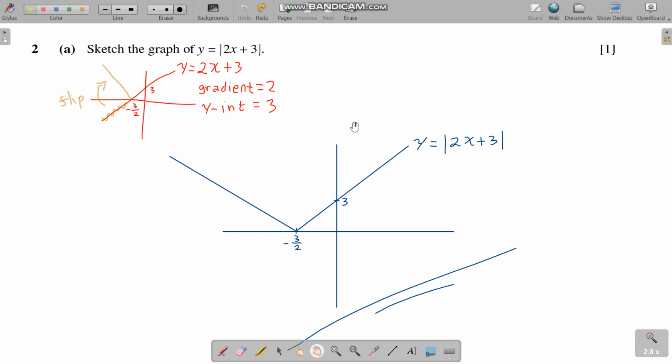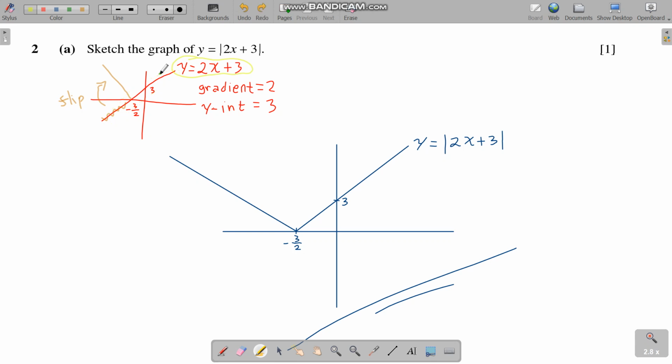This video is about modulus functions. Part A, sketch the graph of y equals the modulus of 2x plus 3, 1 mark. So the first step is to draw y equals 2x plus 3. So this is the line actually.